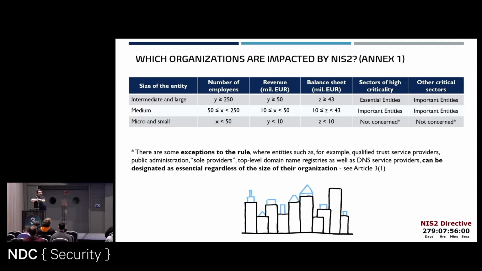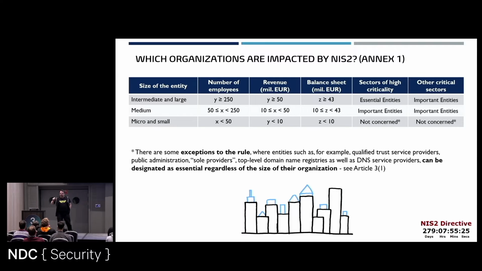So even if you've got less than 10 million euros in revenue, if you've got 50 employees, you're already one of the entities that, if affected by a significant incident, needs to report it and do all the stuff that NIS2 requires. And even micro and small, now, they should not be concerned in general, but there are some exceptions to the rule. And one of them, I've already mentioned, if you're in the supply chain, or if you're a qualified trust service provider or sole provider, so the concept of sole provider.